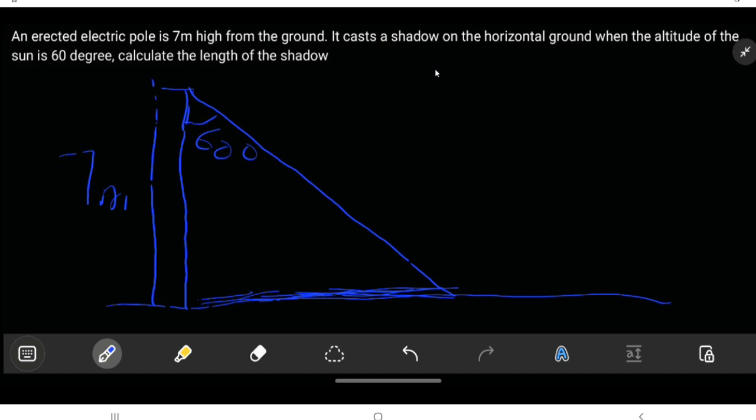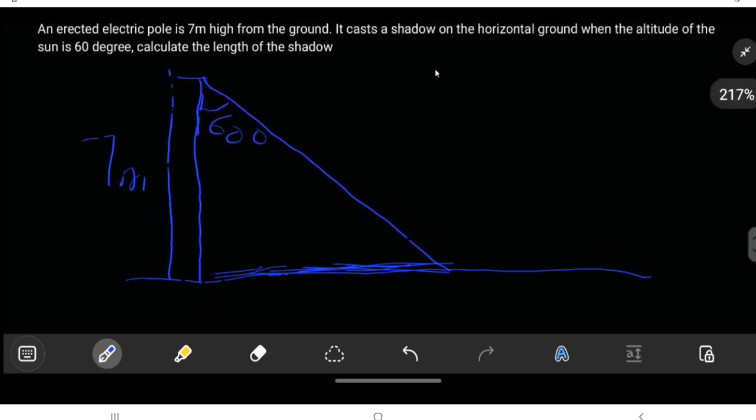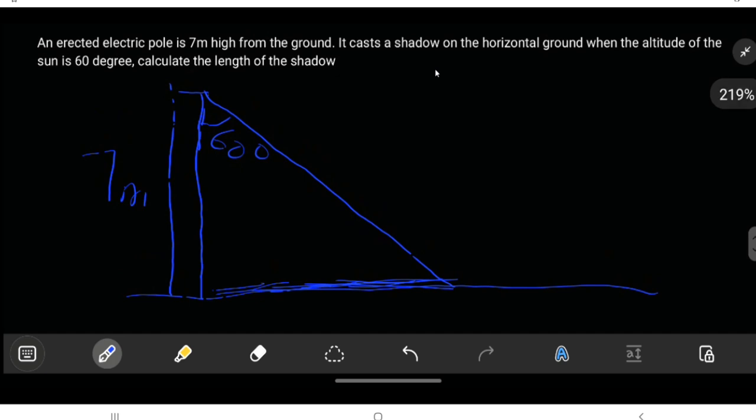So we are asked to calculate the length of the shadow. Here is the length of the shadow, from the pole, which we're going to label x. Let me use our formula, SOH CAH TOA.